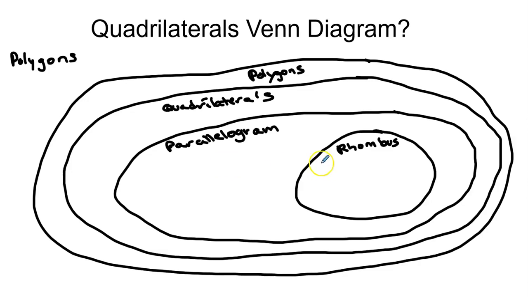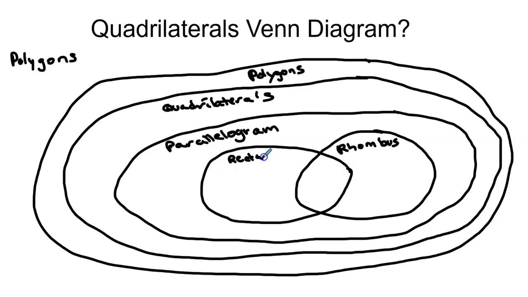We also learned about rectangles. Rectangles are also parallelograms, and I'm going to add in a circle just like this. This is going to be for rectangles. And remember, for Venn diagrams, we have a little bit of overlap here in this particular case because some rectangles are rhombuses. They're both rectangles and rhombuses. So think about what that thing would be called. That is a square. A square is just a rectangle and a rhombus.